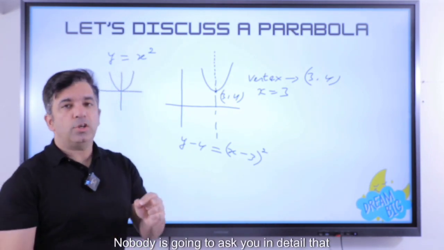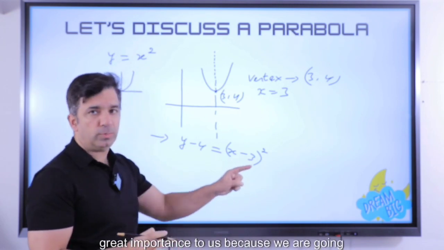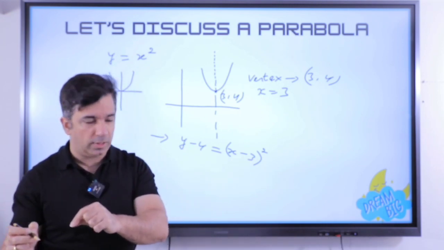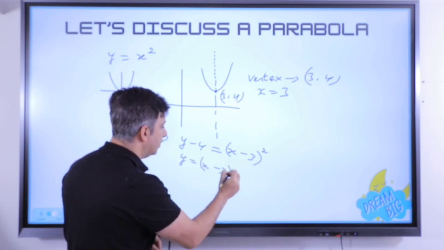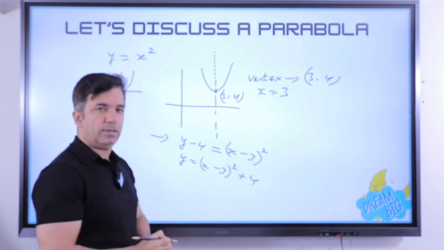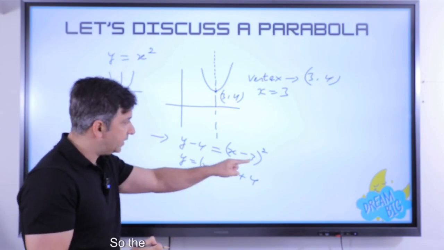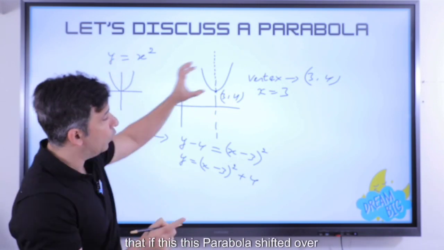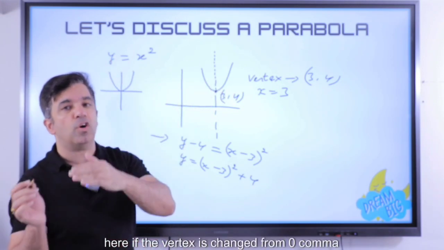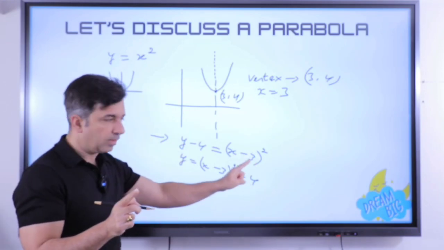Nobody is going to ask you in detail how we have created this, but this is of great importance to us because we are going to use this aspect now. So we can say that y is equal to x minus 3 whole square plus 4. So this is the story now. The important part is this, that if the vertex is changed from 0, 0 to 3, 4, the new equation of the parabola is this.